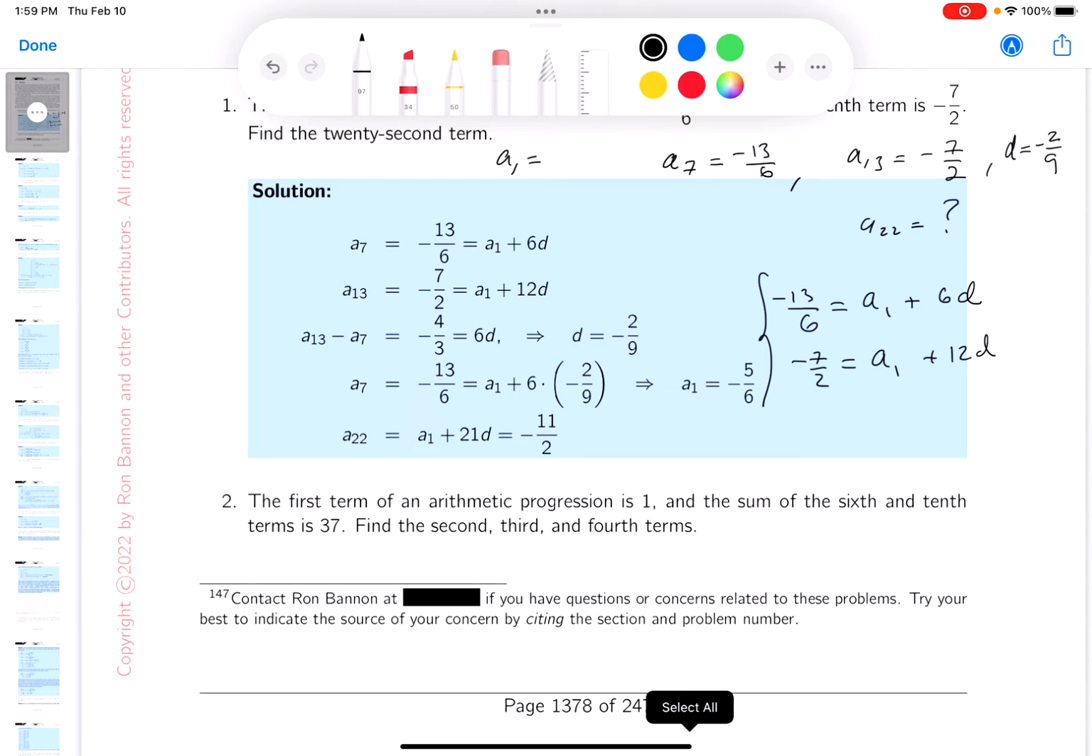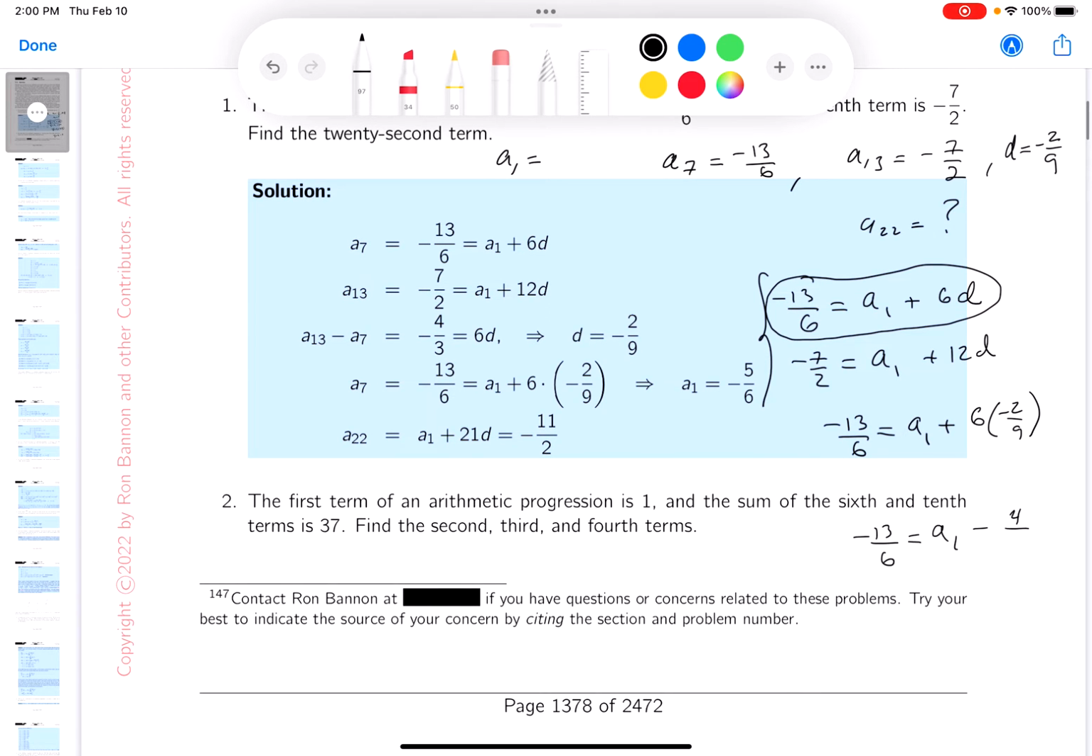All right, so which equation would you choose? I don't know. I'm going to choose this one. And what do you get? Minus 13 sixths equals A1 plus, let's see, that's going to be 6d, right? So 6 times minus 2 ninths. And I've got to do some work here. So minus 13 over 6 equals A1, and I'm going to divide by 3. And what do you get there? Well, you're going to get minus 4 thirds.